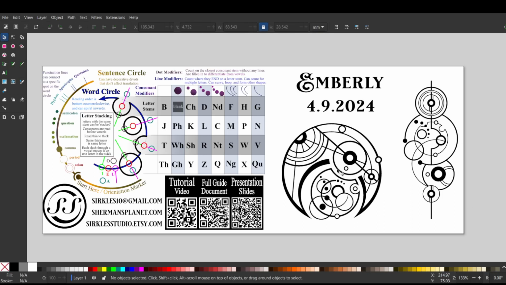Welcome to the transcription explanation of these designs. They actually say exactly the same thing, which would be the name Emberly and the date 4/9/2024. So I'll go ahead and explain the name first in these designs.